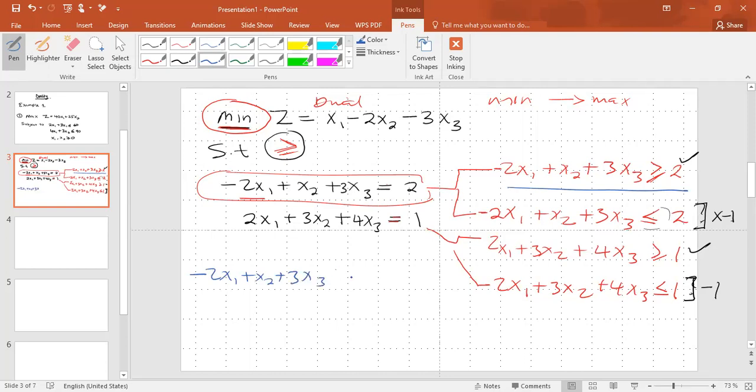Negative 2x1 plus x2 plus 3x3 greater than or equal to 2, then we have to multiply by negative. The reason to multiply by negative is for the sign to change to greater than, because we are dealing with minimize. For minimize, all of the inequalities should be greater than. So negative 1 times negative 2 becomes positive 2. Okay, I think you do not understand now. If you have not understood, say so and we continue, otherwise I will not know.